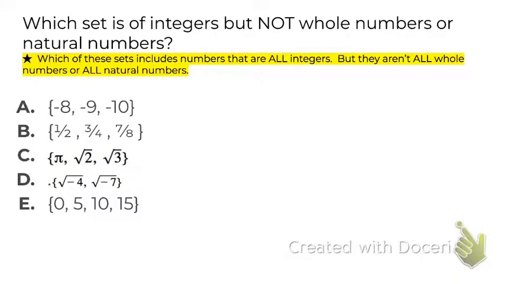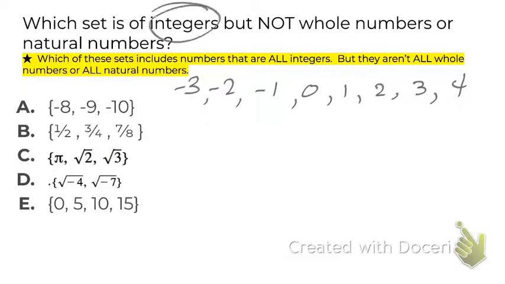Okay, which set is of integers but not whole numbers or natural numbers? So this is kind of confusing the way it's worded to me. They want to know which of these sets includes numbers that are all integers, but they are not all whole numbers, and they are not all natural numbers. So if you look at A, integers, remember, are natural numbers like 1, 2, 3, 4. Integers also include 0, and it also includes negative numbers. So kind of give yourself an idea, an example to understand what integers are.